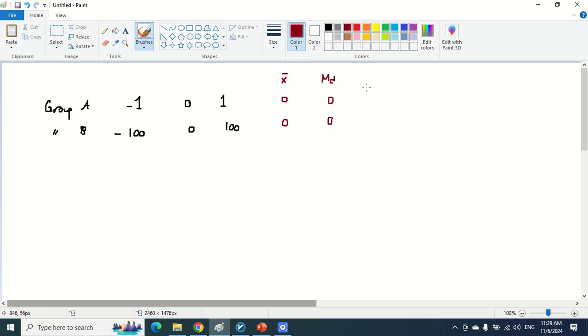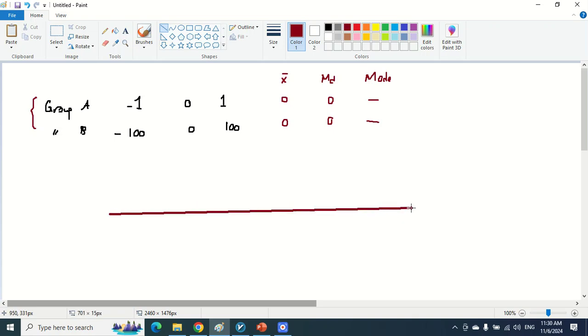If we calculate even the mode, for the first one there is no mode because none of the data are repeated more than the others, and the second one is the same. So as you can see, for both of these groups of data, the measures of location are the same, but you can see the differences between them.